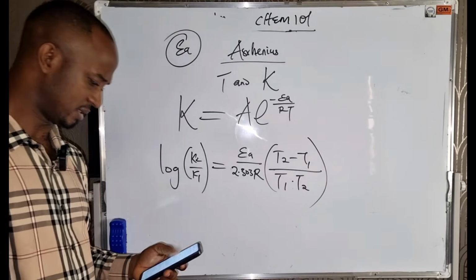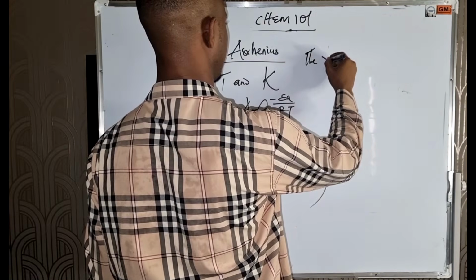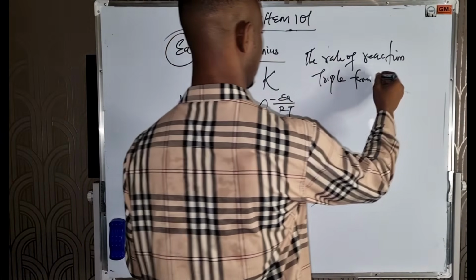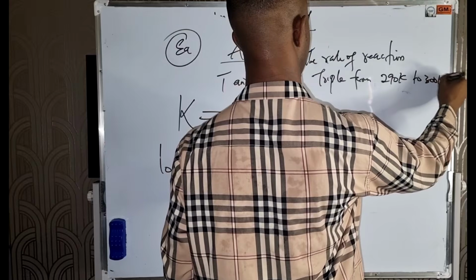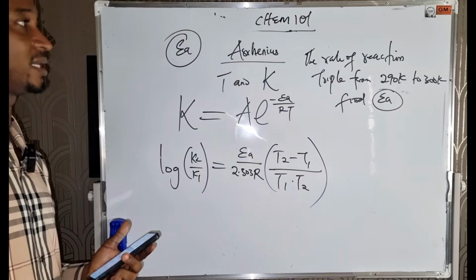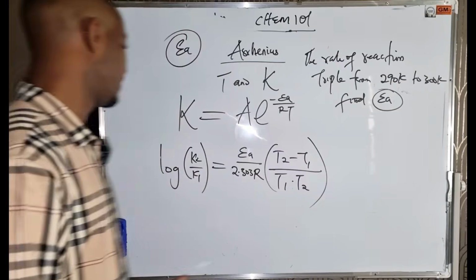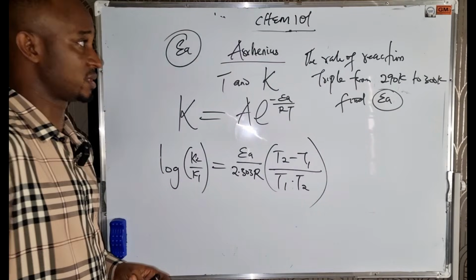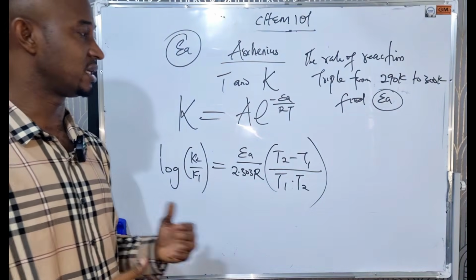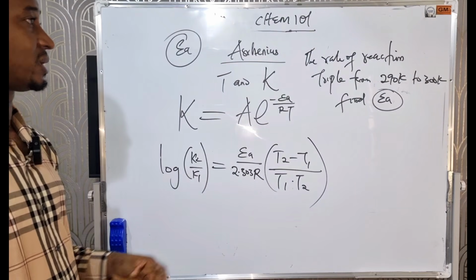So there's a question here; let's get the question and solve it together. The rate of reaction triples from increasing the temperature from 290 Kelvin to 300 Kelvin. Find the activation energy. This formula is connecting two different temperatures. When you increase your temperature from 290 to 300 Kelvin, what is the impact of that increase on activation energy?